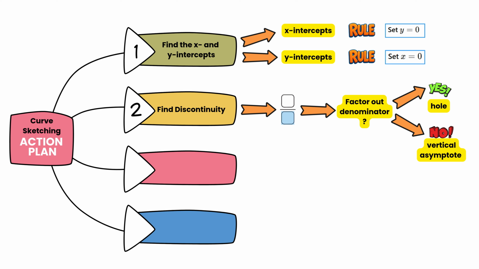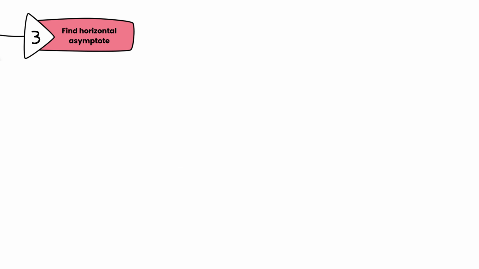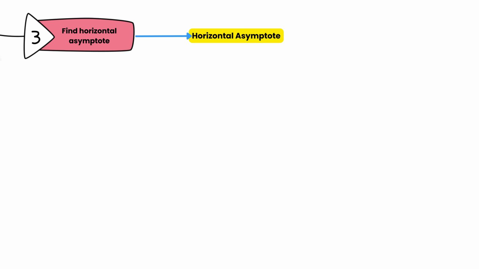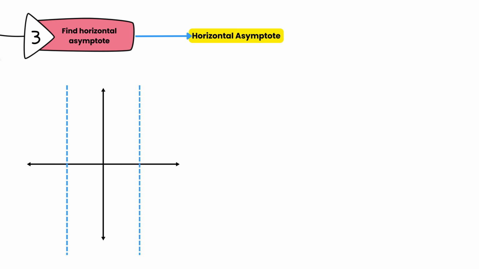Now for step 3 in our action plan. In this step, we're going to determine whether the function has any horizontal asymptotes. So how do we do that? Let's break it down clearly and step by step. What is a horizontal asymptote? We already know that an asymptote is like an electric fence, something the function cannot touch or cross. We've just dealt with vertical asymptotes, which are vertical lines the function cannot go through because of discontinuities.